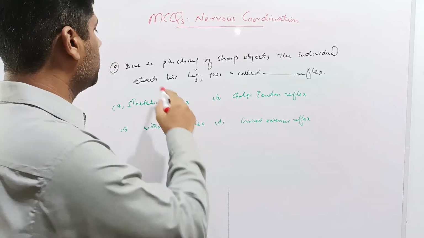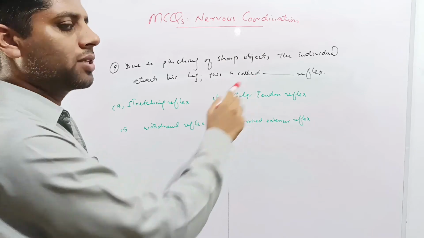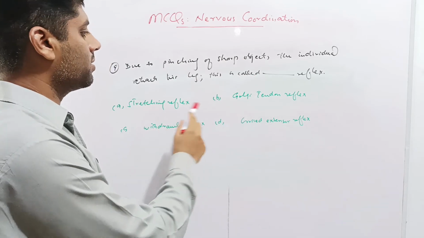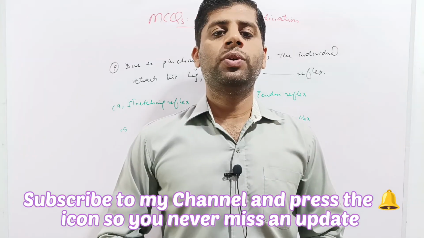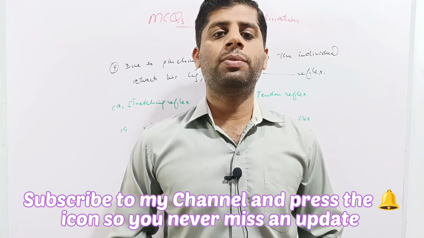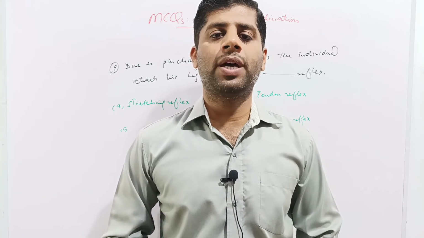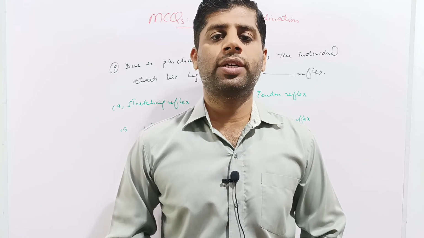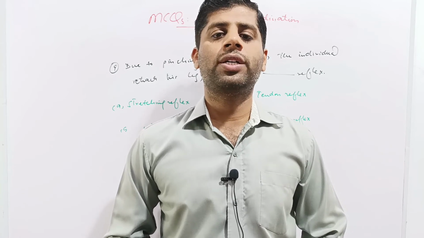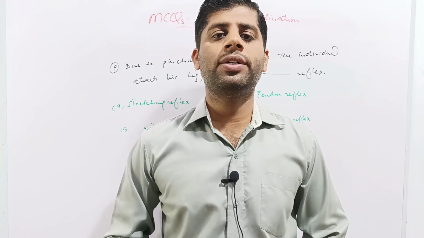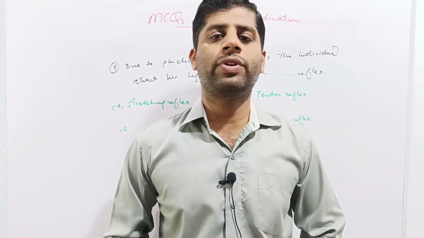The last question is, due to pinching of a sharp object, the individual retracts his leg. This is called dash reflex. Given options are stretching reflex, Golgi tendon reflex, withdrawal reflex or crossed extension reflex. This is a particular case of reflex action in which a sharp object is pinching the leg of an individual, and in response the individual retracts or pulls his leg back. This kind of reflex action has been asked here. At this stage you must learn about the types of reflex action. There are 4 kinds of reflex actions: stretching reflex, Golgi tendon reflex, withdrawal reflex and crossed extensor reflex.